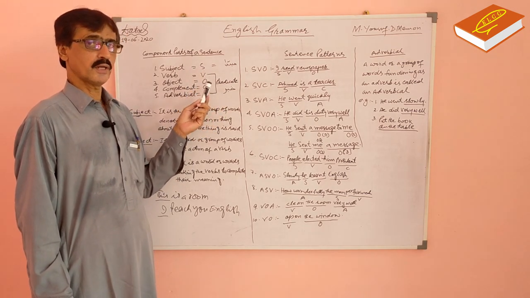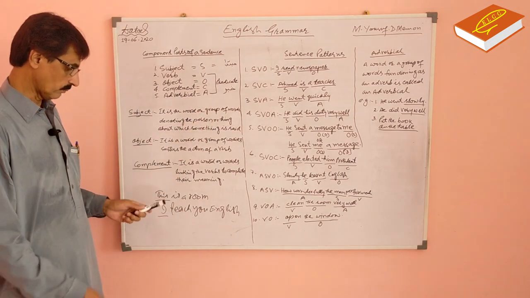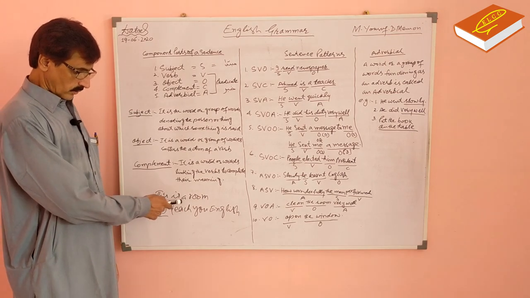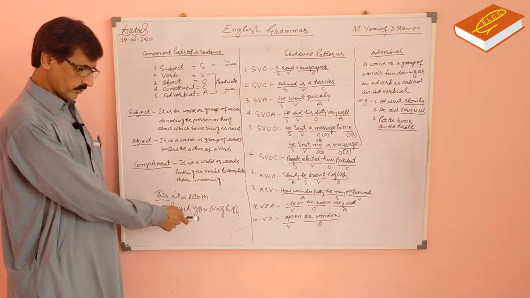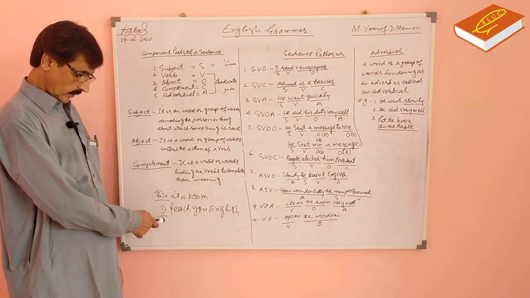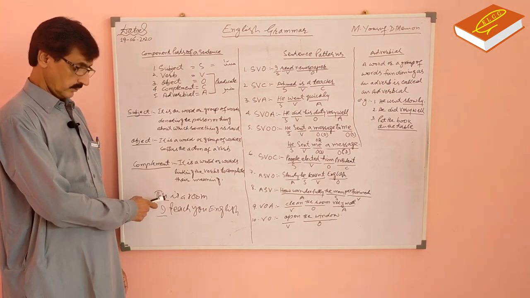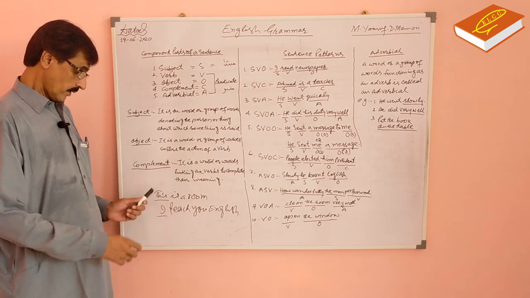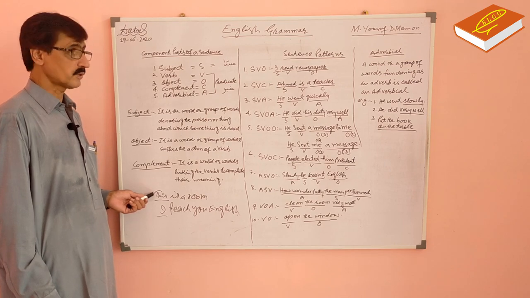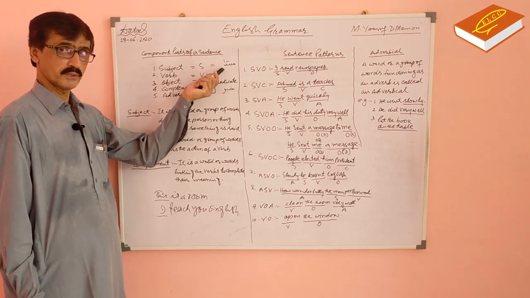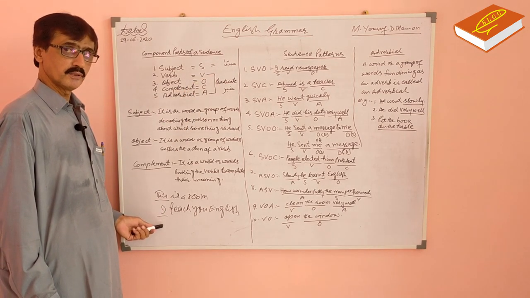Subject is not always the doer of the action. Look at these two examples. This is a room. In this sentence, this is the subject. I teach you English. In this sentence, I is subject. This is also subject and I is also subject. But the word this is not the doer of the action. It is subject, meaning mubtada, the beginning of the sentence. And in the second sentence, I is the doer of the action.